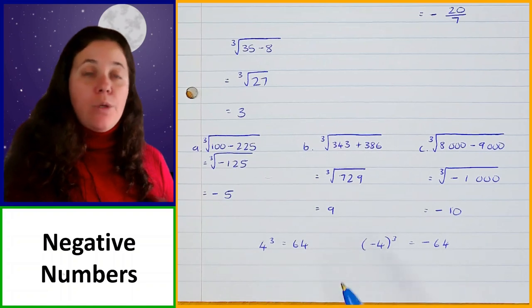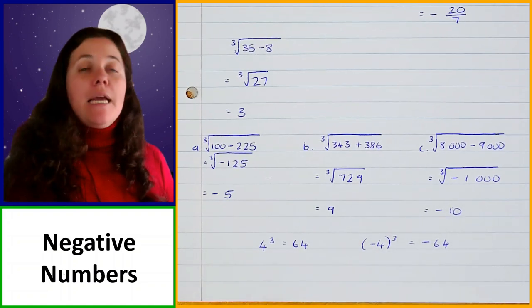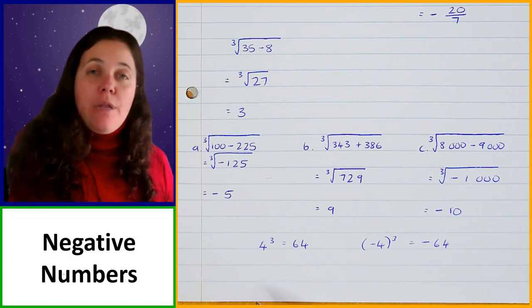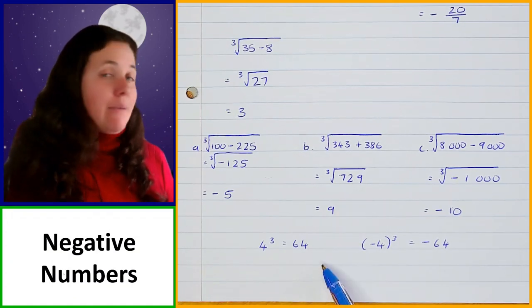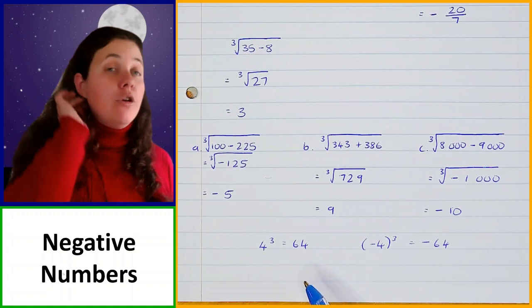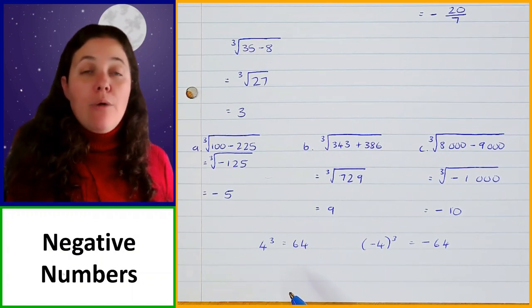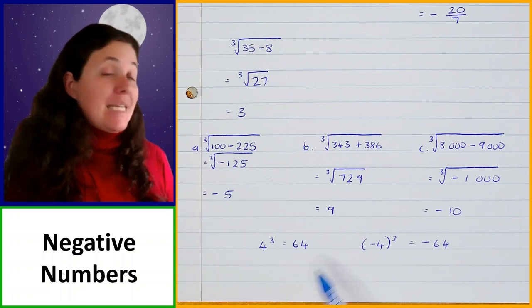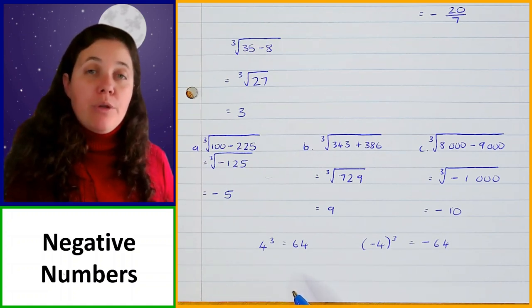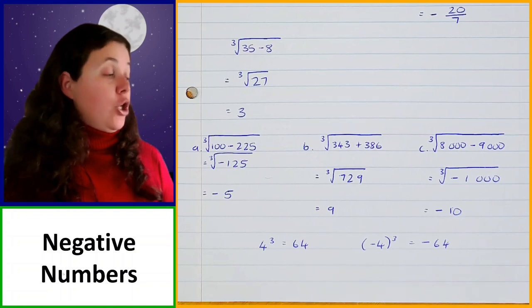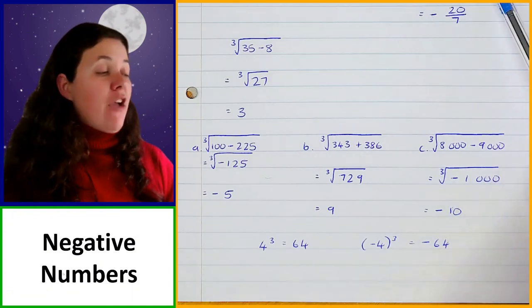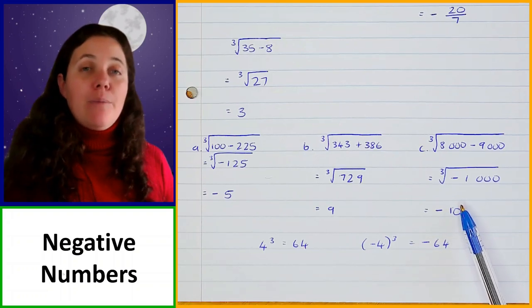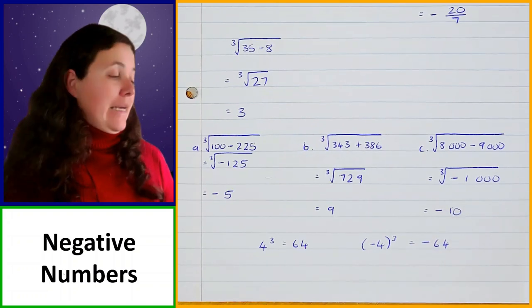So we've already dealt with this. When we were working out cube roots, if you're starting with a negative number inside your root sign, you're going to end up with a negative answer. It's not the same as when we had squares or square roots. When we had a square root of a negative number, then it was imaginary. But that's not the case with cubes. When we're working with cube roots, we can get the cube root of a negative number, as we have been doing in so many of our examples over here. When you have a cube root of a negative number, then it will also be negative.